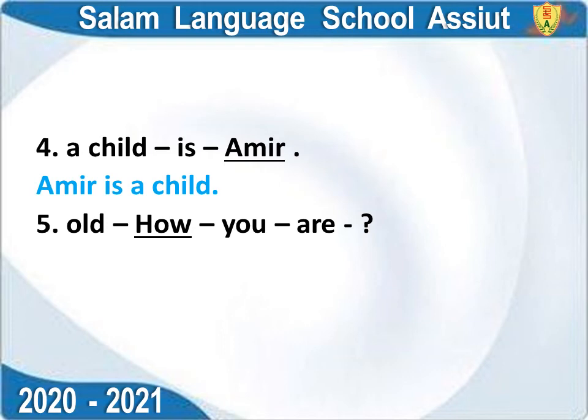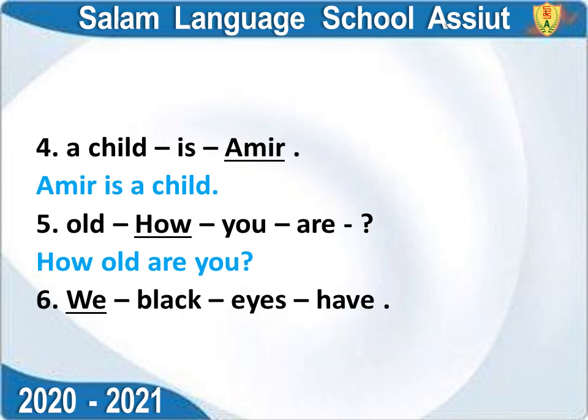Number five: Old how you are. How old are you? Excellent. Number six: We black eyes have. We have black eyes. Excellent.